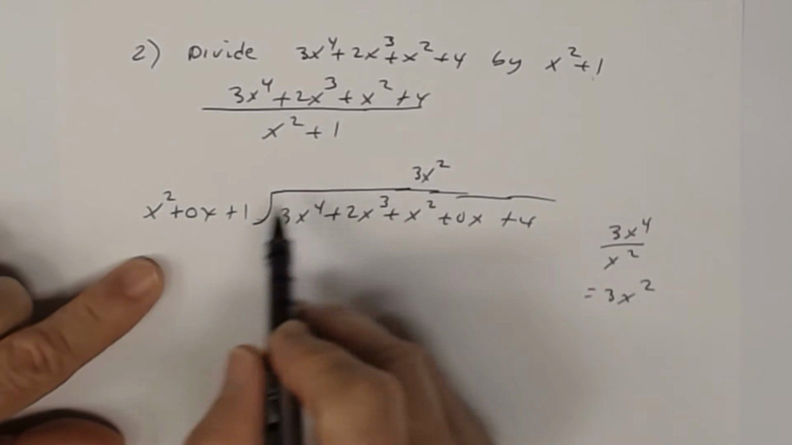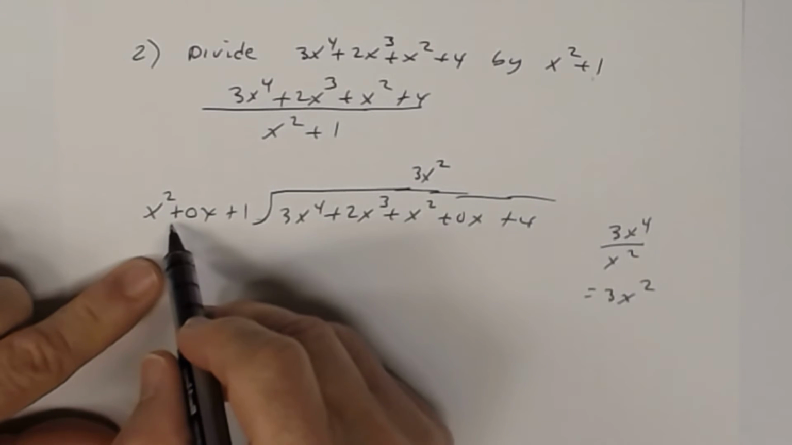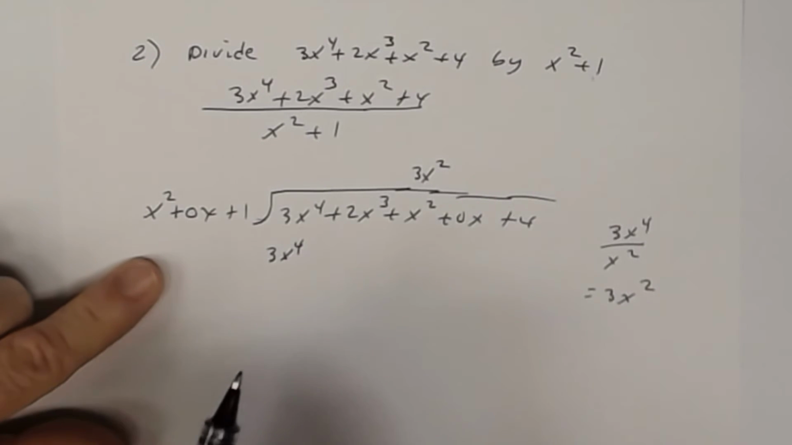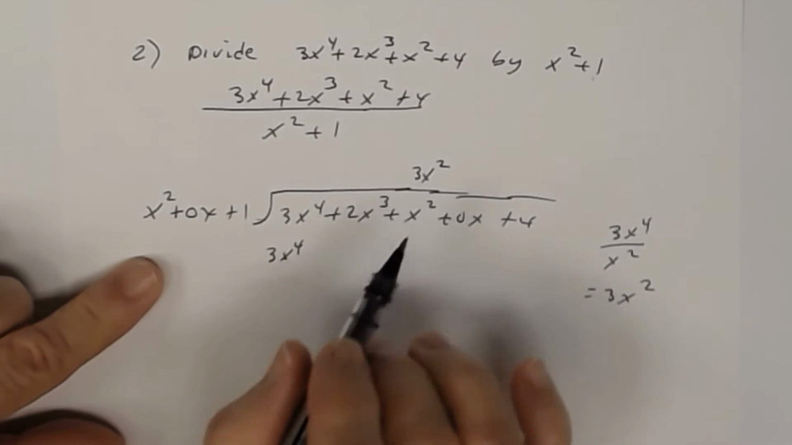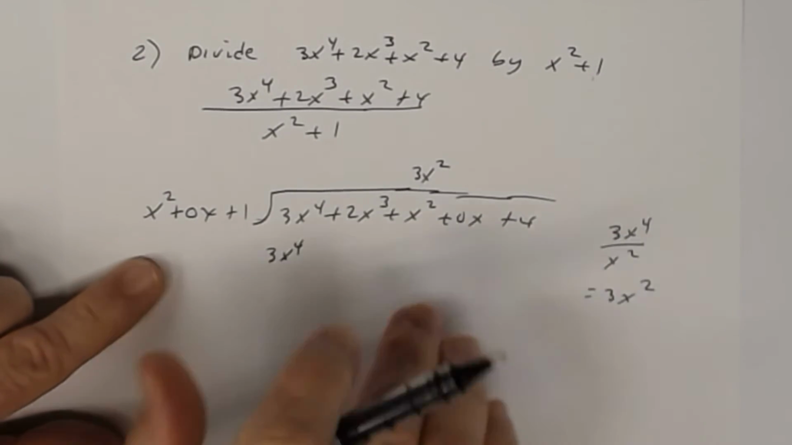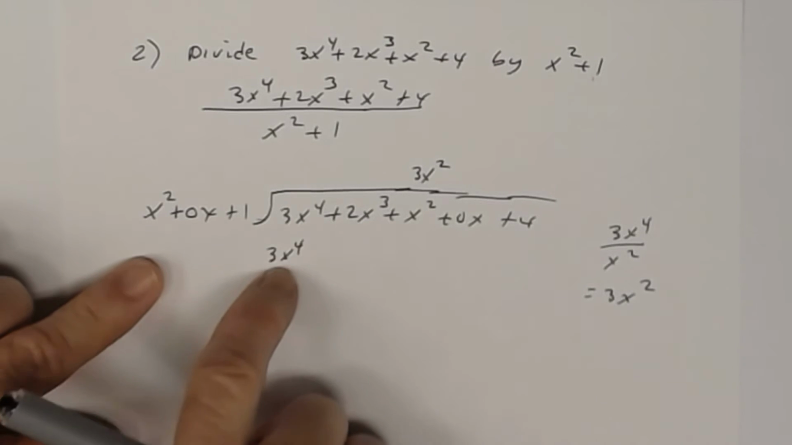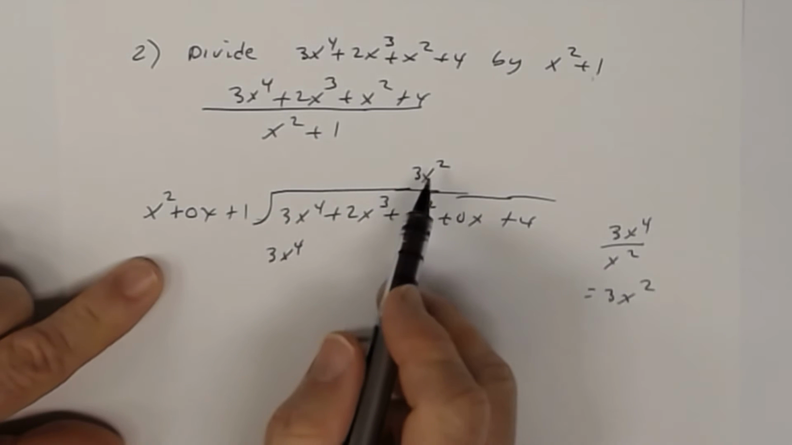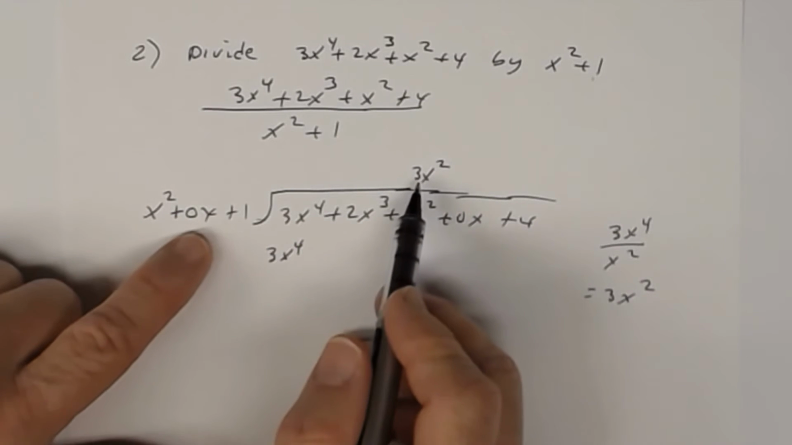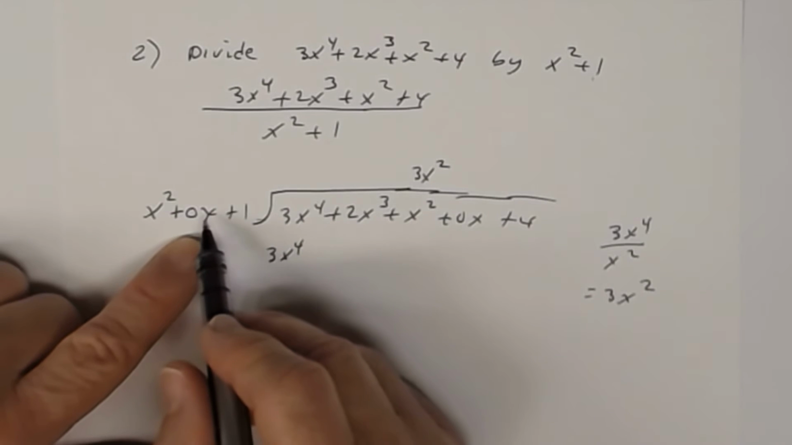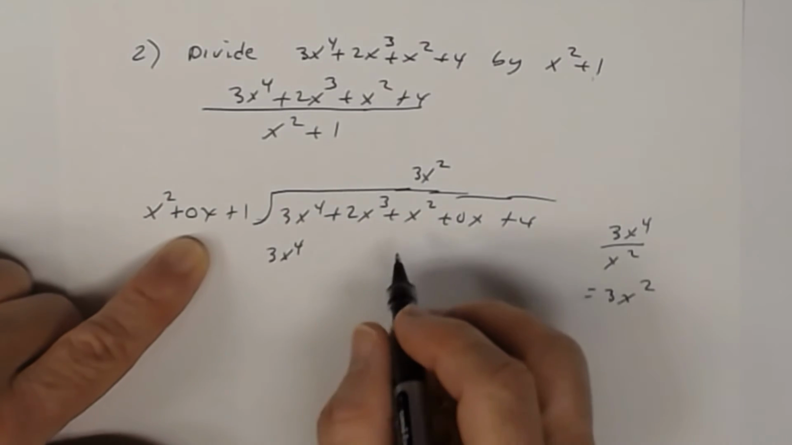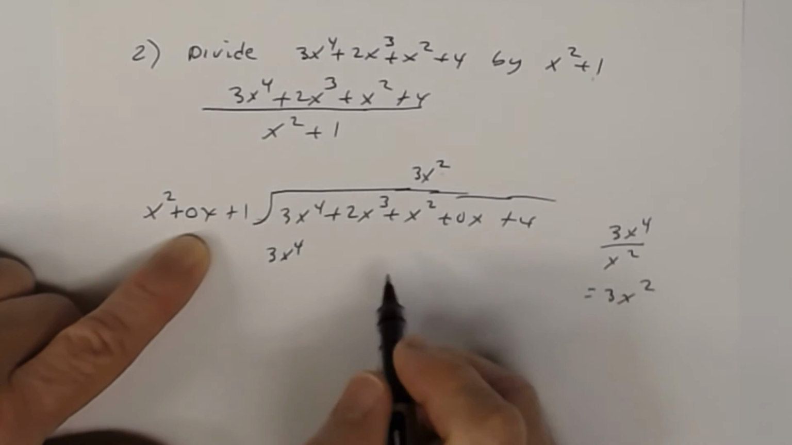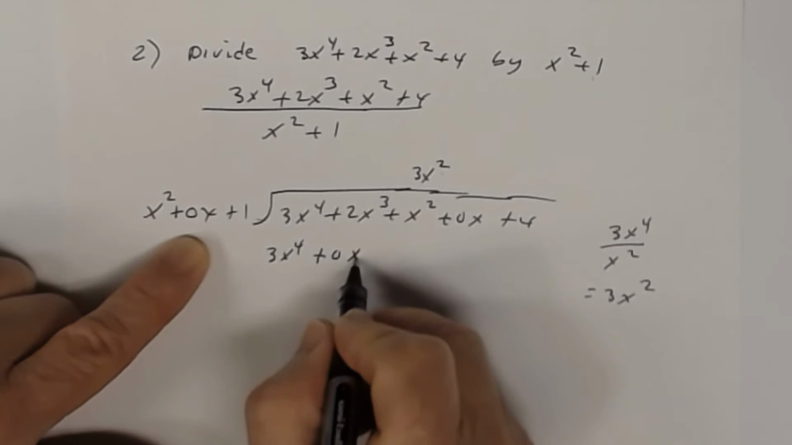So 3x squared times x squared is 3x to the fourth power. Now remember, just like we said, this always has to occur. If you're doing all this process correctly, then this and this better be the same, because when you subtract, they're supposed to cancel out. Okay? Now, here's the reason why you need this placeholder over here. So 3x squared times 0x is 3 times 0, 0, and then x squared times x is x cubed. So this becomes 0x cubed.